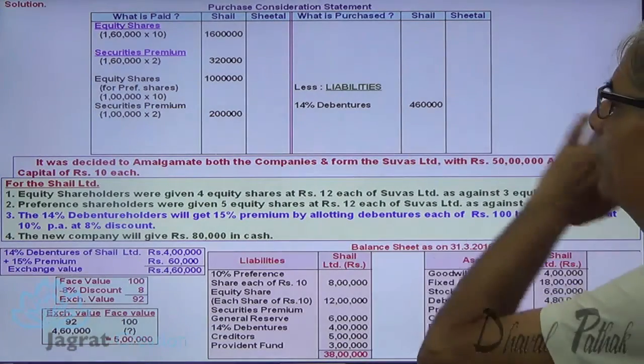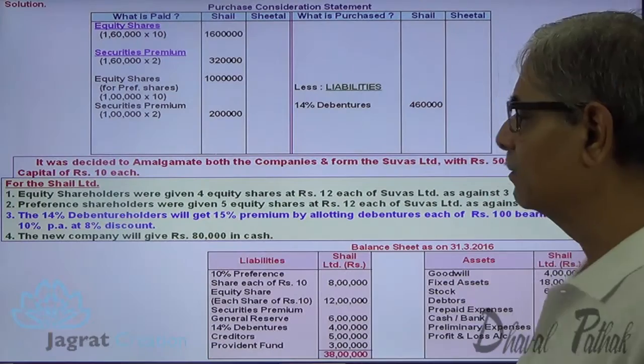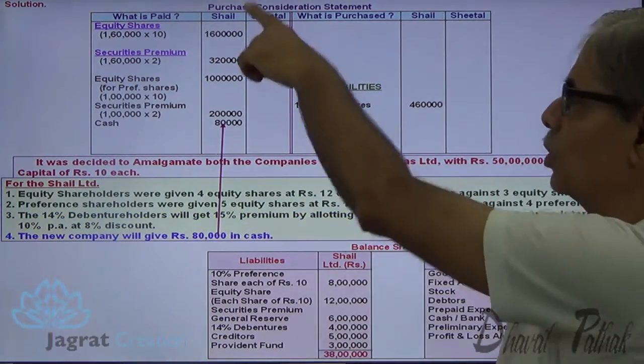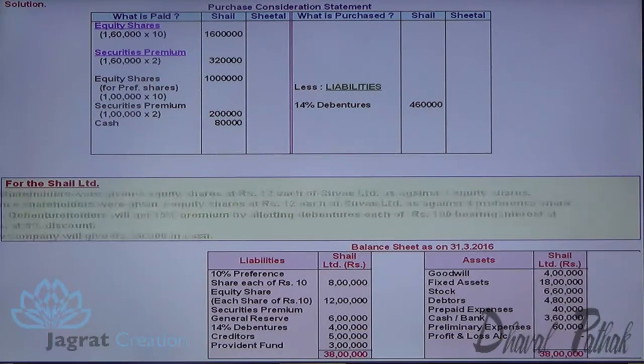So debentures liability purchased at 4,60,000. The company will be given 80,000 in cash. So cash paid 80,000. This is the total payment paid. Now let us consider the details of assets taken.